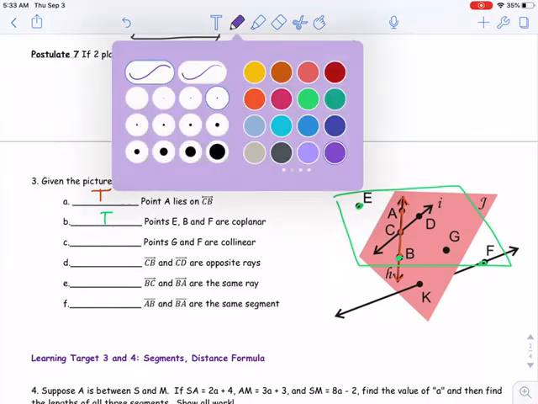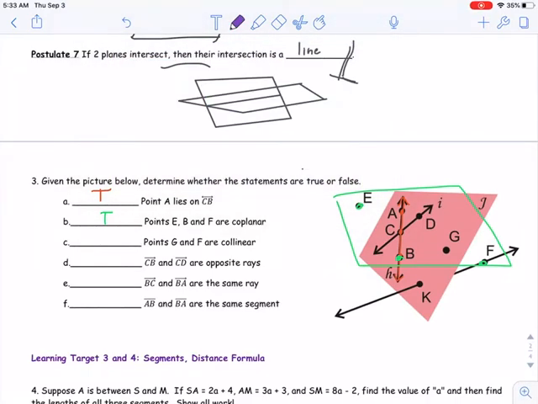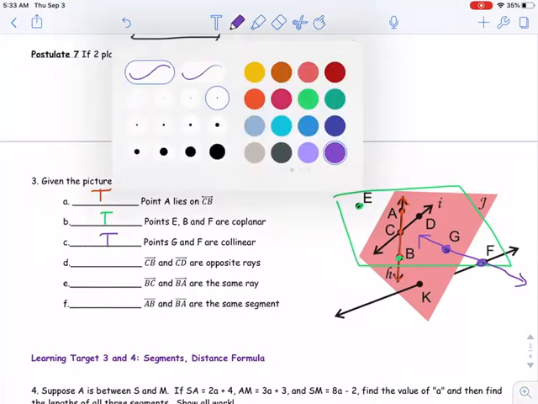Similarly, points G and F are collinear. Alright, so I'm trying to trick you in these. There's no line drawn, but remember, I can draw a line through any 2 points. That one's true as well. Wow, I'm feeling so smart right now.